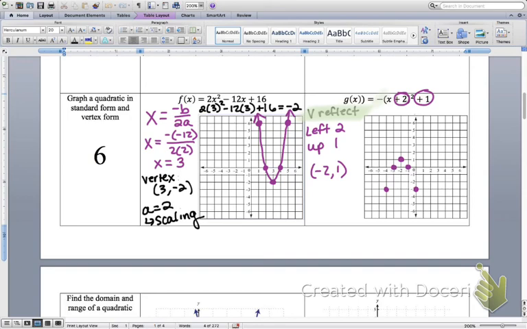So now that we have 5 points, we can use that axis of symmetry to reflect the points over to get more. We can connect those with arrows and lines, and we are done.